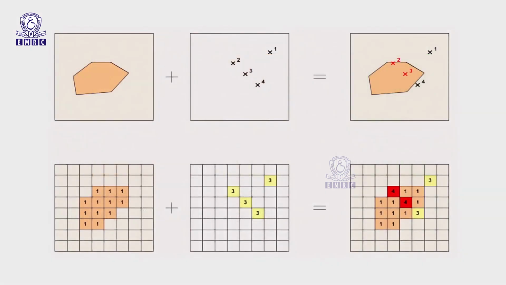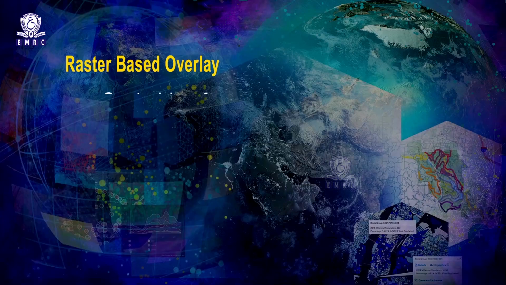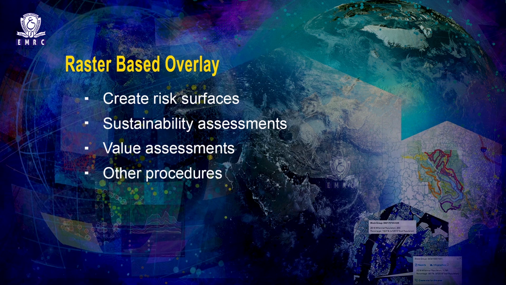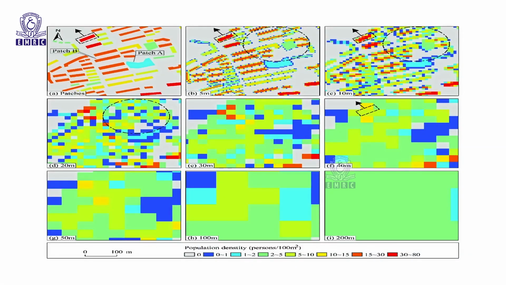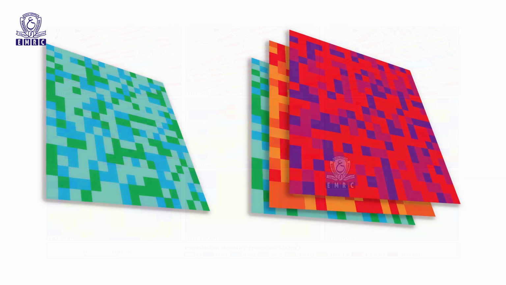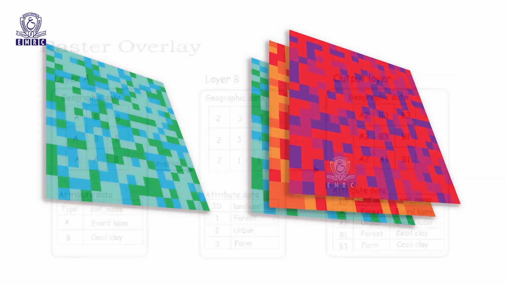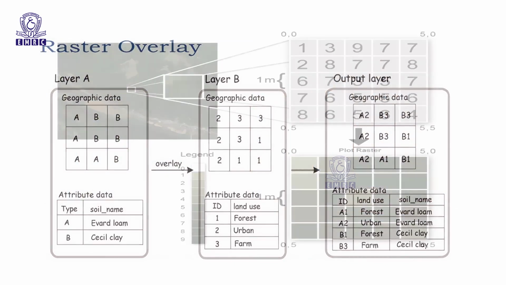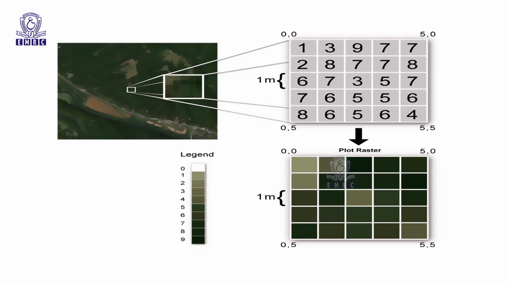The raster based overlay is done to create risk surfaces, sustainability assessment, value assessment and other procedures. For example, raster based overlay can divide the habitat of an endangered species into a grid and then get data for multiple factors that have an effect on the habitat, and then create a risk surface to illustrate what section of the habitat needs protecting most.